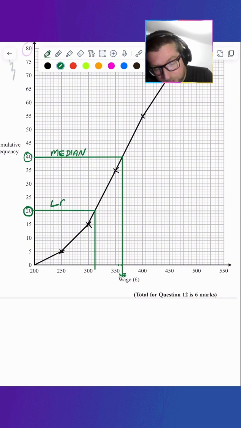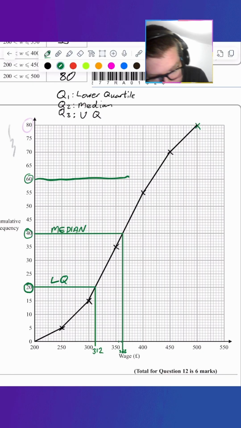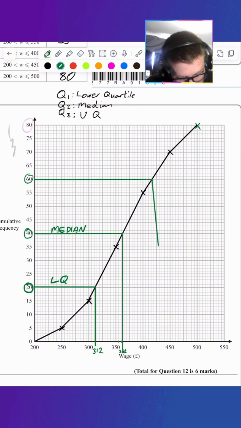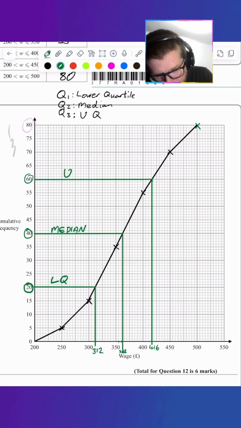So this is the lower quartile. And there it looks like it's about, what, 312 maybe? And then for the upper quartile, we go 3/4 of the way up. So that would be 20 away from 80, which is 60. Read that across, down. And it looks like we've got, what, 416? Something like that. And that's the upper quartile.